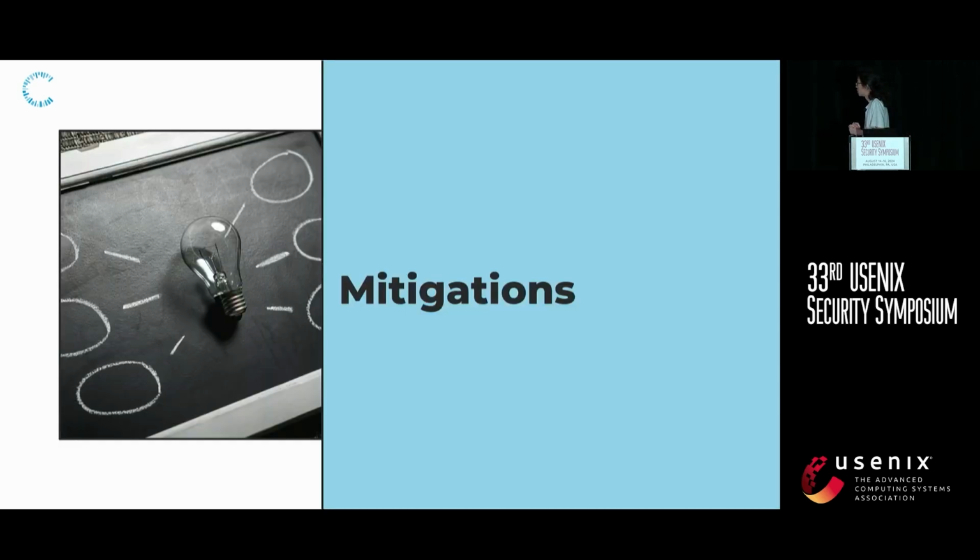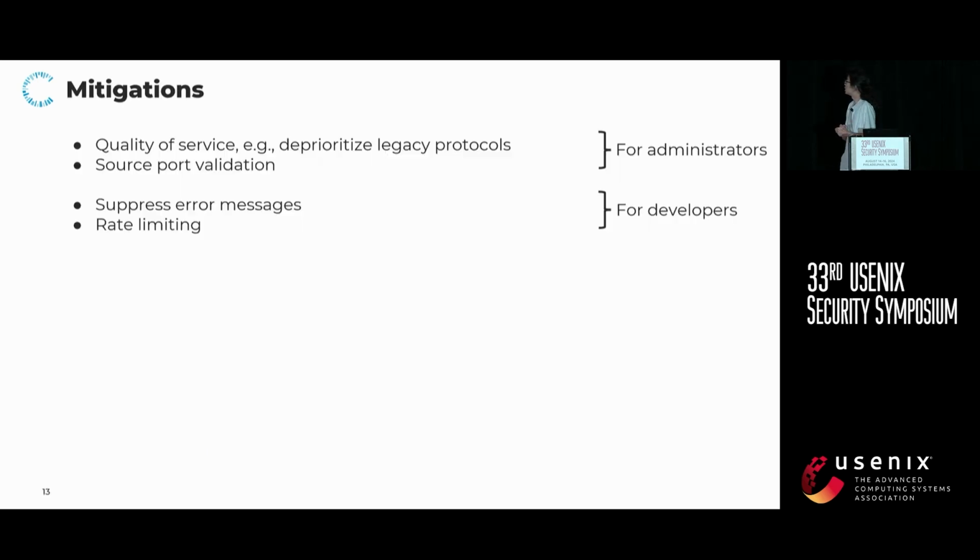Now we could look at some mitigations. There are choices for both administrators and developers. For administrators, you could try to employ quality of service. For example, some traffic is not that important, like traffic from legacy protocols, and you could deprioritize it when there is congestion. Another choice is to employ source port validation. Because the traffic loop happens among two servers running a certain protocol, they will keep using their well-known port number to respond to each other. If you have a firewall or some kind of packet filtering, you could just drop this traffic.